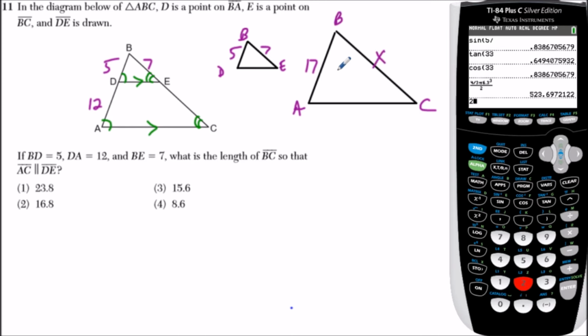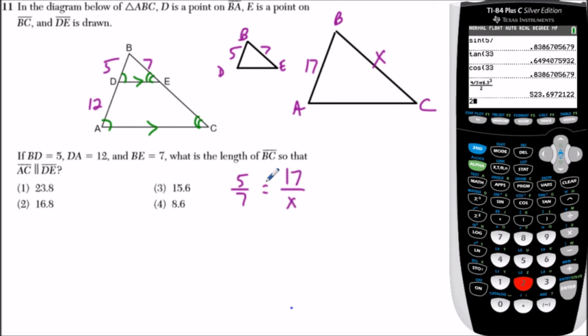Now the reason I like to draw them separately is that when you set up the proportion, it's much easier to see it when you have it drawn out this way. So let's say I compare the left side to the right side. I'm comparing 5 over 7. That's going to be equal to the ratio of the left side to the right side in the bigger triangle. So we would set up 17 over x here.